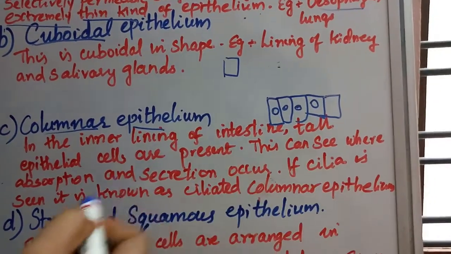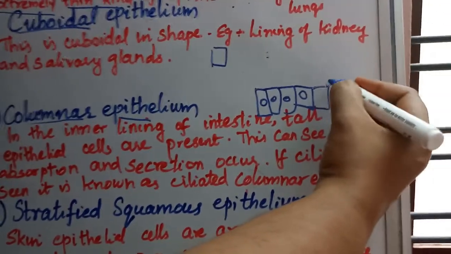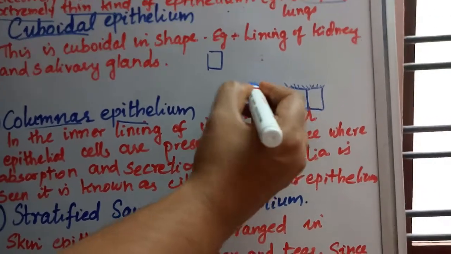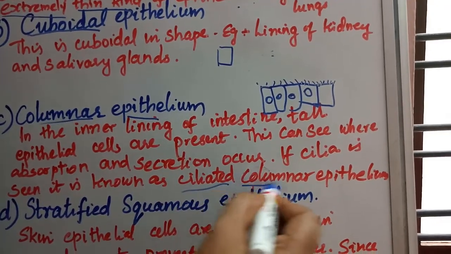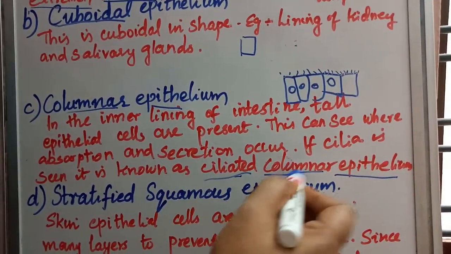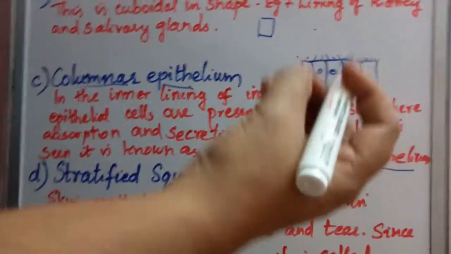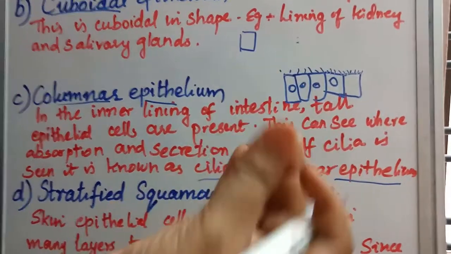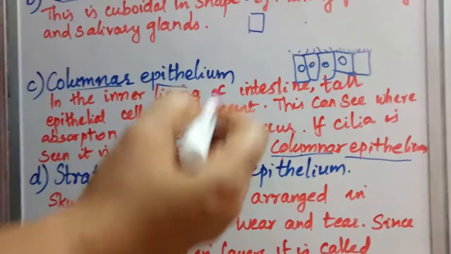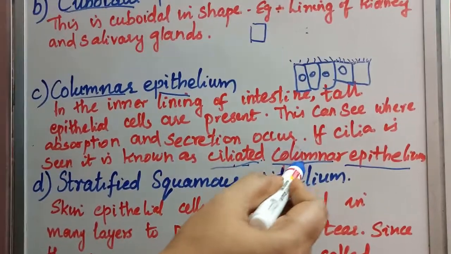Okay, some cells have cilia and some cells don't. Cilia means some small hair-like structures. In some cells we can see cilia, that is known as the ciliated columnar epithelium. So what will be the use of this cilia? To help in movement. If there is any mucus in the respiratory tract, these types of cells we can see, which will help in the movement of things. So without the cilia, it is known as the columnar epithelium. If the cilia is present, it is known as the ciliated columnar epithelium.